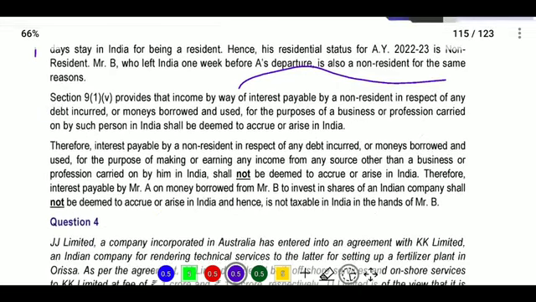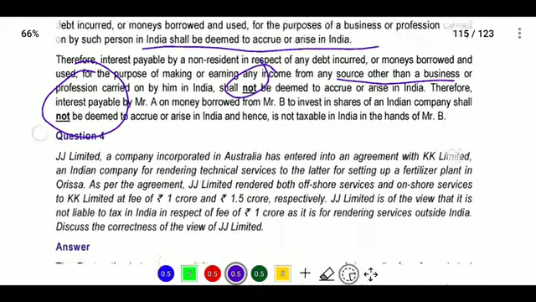Now here both are non-resident. Then section 9(1) provides that income by way of interest payable by a non-resident in respect of any debt incurred or money borrowed and used for the purpose of business or profession carried on by such person in India shall be deemed to accrue or arise in India. Therefore, interest payable by a non-resident in respect of any debt incurred or money borrowed and used for the purpose of making or earning any income from any source other than business or profession carried on by him shall not be deemed to accrue or arise in India. Therefore, interest payable by Mr. A on money borrowed from Mr. B to invest in shares of an Indian company shall not be deemed to accrue or arise in India, and hence it is not taxable in India in the hands of Mr. B.